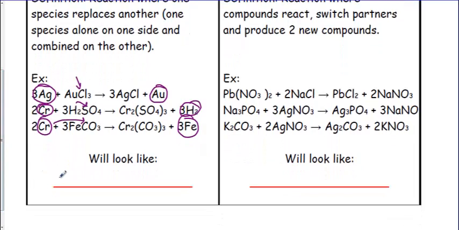So this will look like, a general formula will look like A plus BC, meaning 2 different elements, or a polyatomic ion in another element, so a compound, will yield AC plus B. General formula, okay? A not standing for any type of element, of course, guys. Okay, so again, general formula, this is like X plus Y equals Z, something like that. All right, so let's look at type 2.